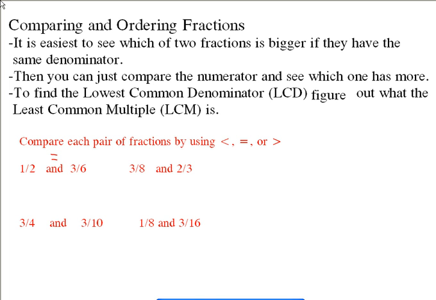Comparing and ordering fractions. It's frequently easiest to see which one of two fractions is bigger if they have the same denominator, because then you can just compare the numerators to see which has more. To do that, you need to find what's called the lowest common denominator, sometimes referred to as the LCD, and figure out what the least common multiple is. Now remember, the least common multiple is the multiple of two numbers that both numbers go into.